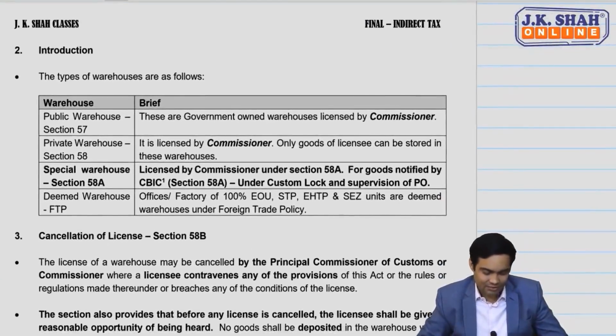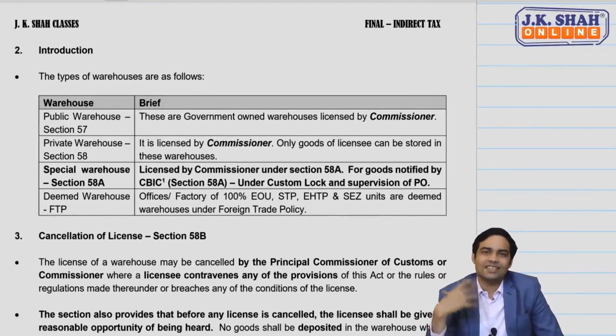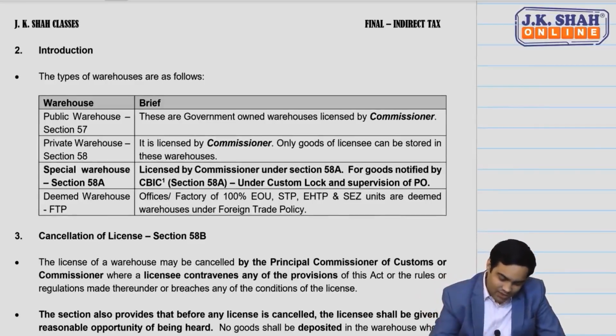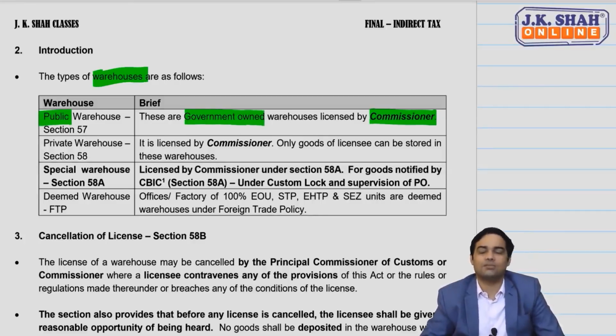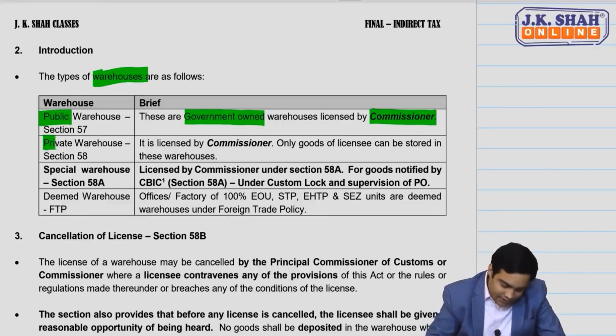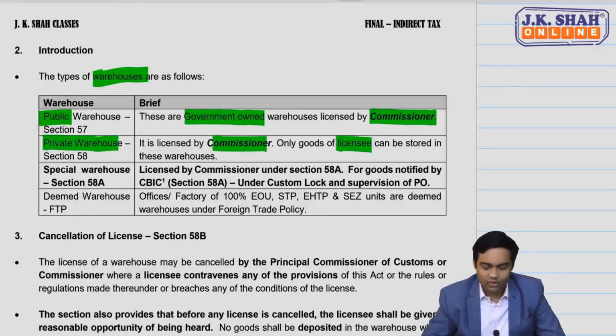Now let's talk about the types of warehouse and how the system works. Let's read the points and we will discuss certain additional points as and when they come. First thing, what are the types of warehouses? The first one being public warehouse. These are government owned warehouses licensed by commissioner. Private warehouses, again licensed by commissioner. Only the goods of the licensee can be stored under these.